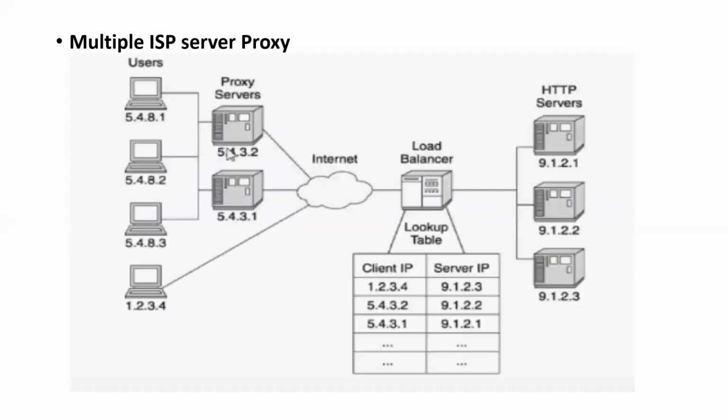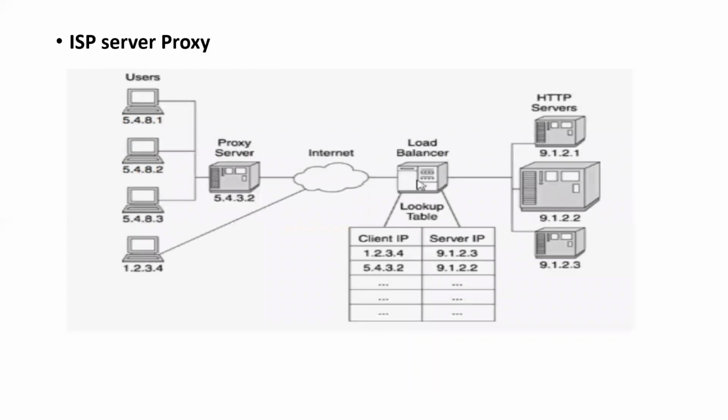So I hope this is clear: how the session gets bounced and affinity problems occur while you create a load balancer for multiple web servers, with multiple requests coming from multiple ISP proxy servers to the load balancer. This clears up what affinity problems are in the load balancer.